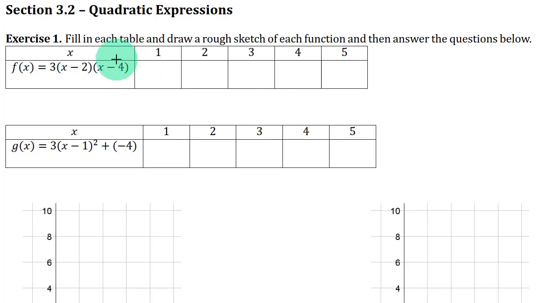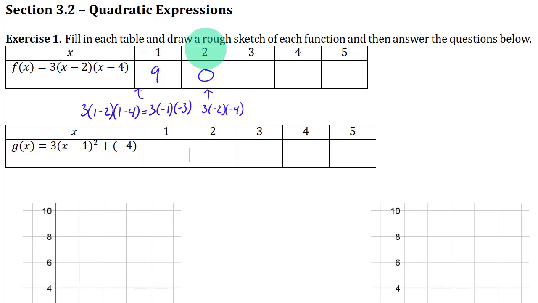first we're going to plug in x equals 1. That one's going to give you 3 times 1 minus 2 times 1 minus 4 for this first bit, which is going to become 3 times negative 1 times negative 3, which will come out to be 9.